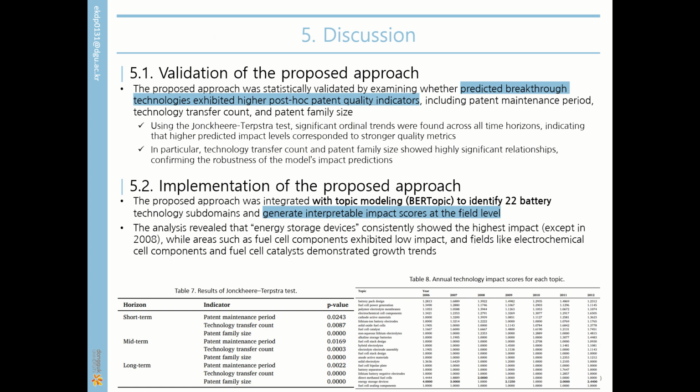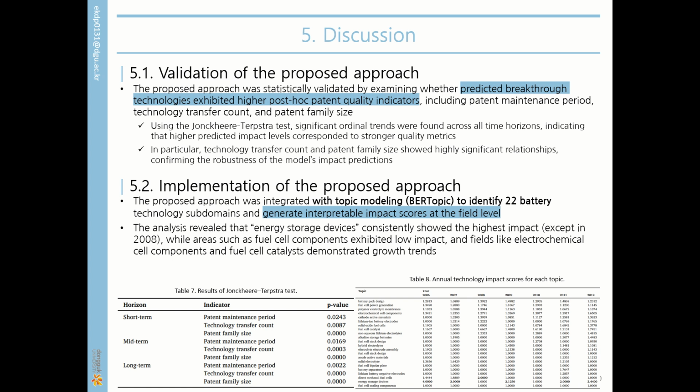This is the discussion and validation of the proposed approach. First, the authors validated the model by examining whether predicted breakthrough technologies show higher patent quality indicators. The results show that patents predicted to have higher impact tend to have longer maintenance periods, more technology transfer cases, and larger patent family size. This indicates that the model's predictions are statistically consistent with real patent value indicators.